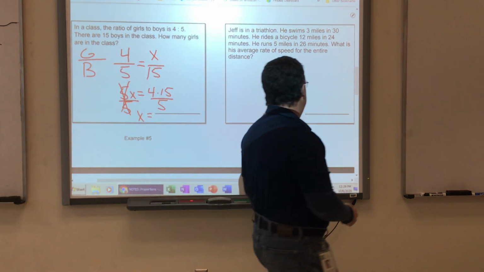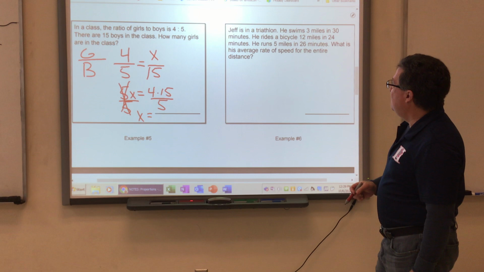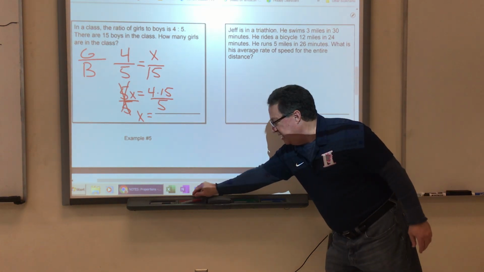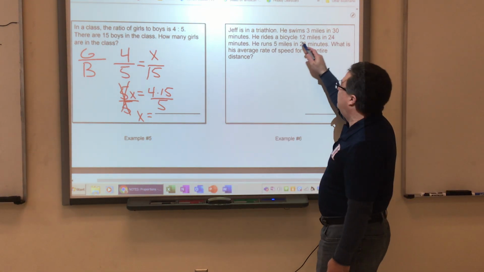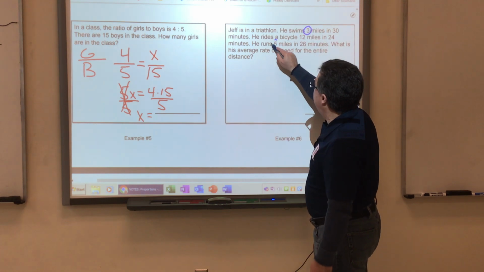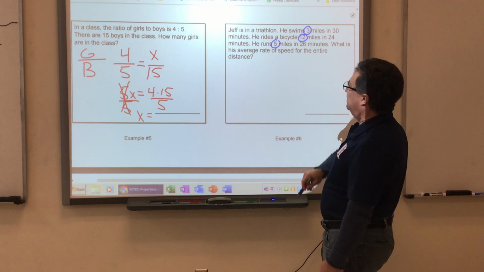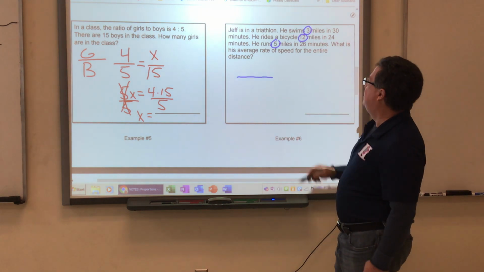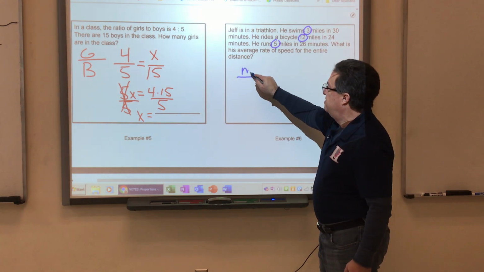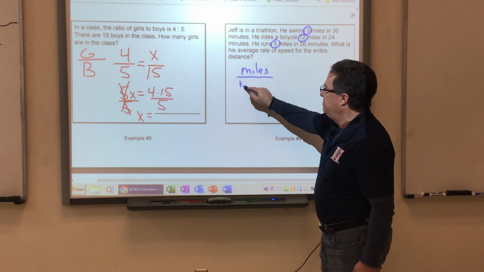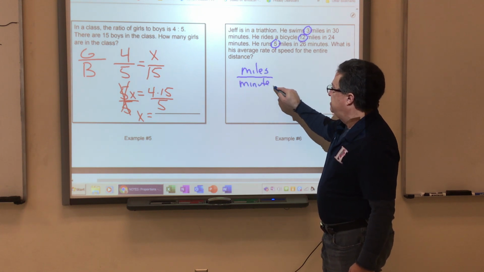Number 6, Jeff is in the triathlon. He swims 3 miles, and so on. How do we figure this out? Well, 3 miles, 5 miles, and the other one, 12 miles. First, you write your word statement. Miles per minute. There is your word statement.